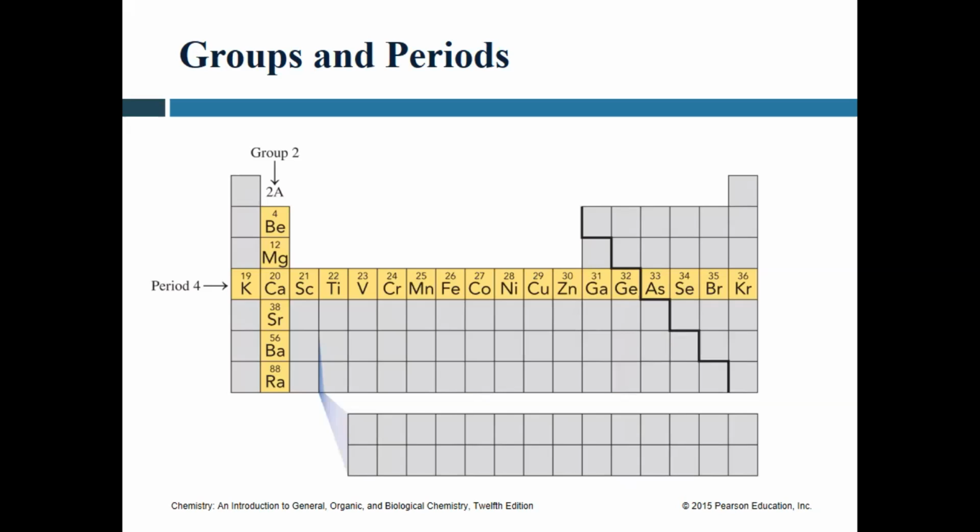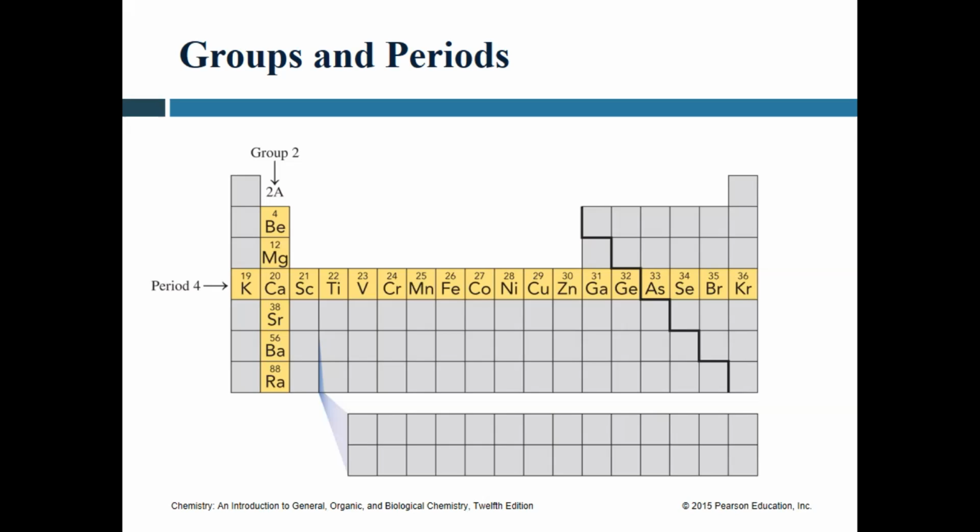So again, just highlighting groups and periods. Groups are the vertical columns. Periods are the horizontal rows. Now, within a given period, there's not a whole lot of common ground between the elements, other than that they have the same number of energy levels in their electron state. That's really the only thing that is common to them.